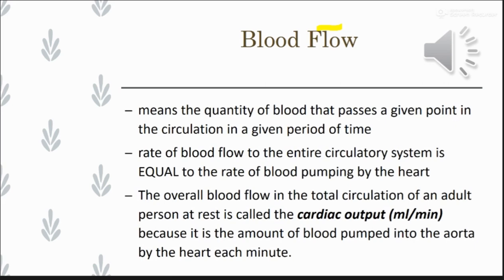So if there is increased rate or pumping of the heart, there will increase a rate also of blood flow to the body. Okay, so the overall blood flow in the total circulation of an adult person at rest is called your cardiac output. So cardiac output, the unit is ml per minute. So meaning it is the amount of blood pumped into the aorta per minute. So that's why it's ml. So amount by ml per minute.